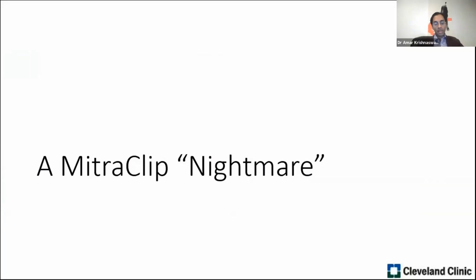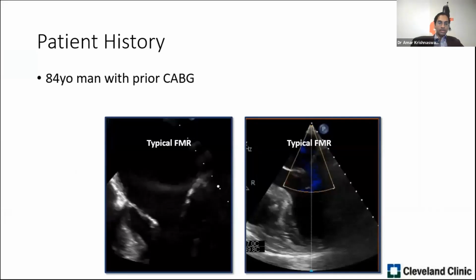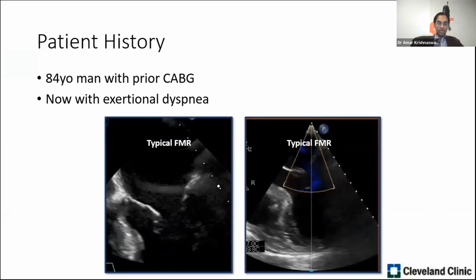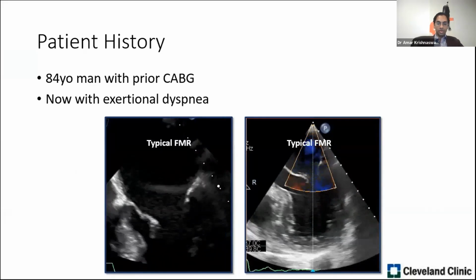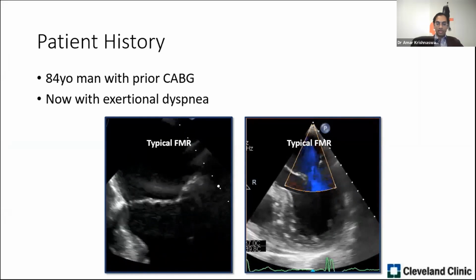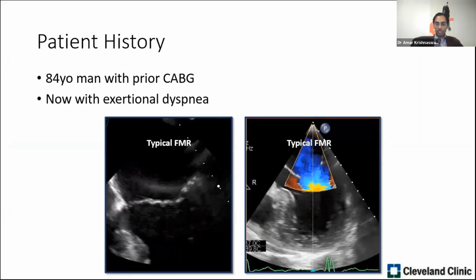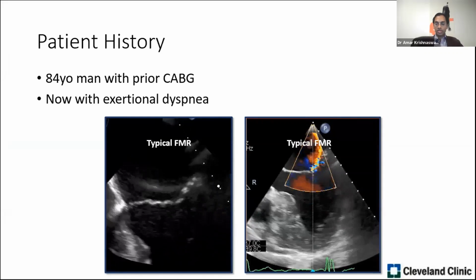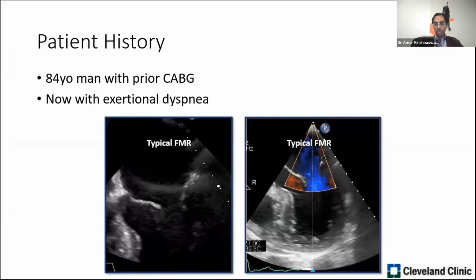So how can we sort of extrapolate these concepts to something that we encounter, hopefully not too often, but certainly do encounter with MitraClip? This is a patient, 84 years old, with a prior bypass surgery, now with exertional dyspnea. And you can see here the typical FMR, some apically tethered mitral leaflet, some annular dilation, restriction of the posterior leaflet, and the mitral regurgitation that you can see there directed posteriorly.